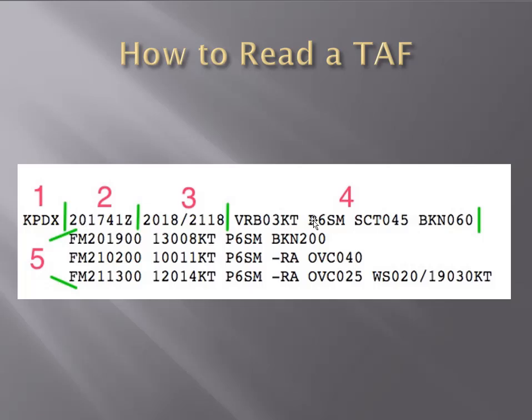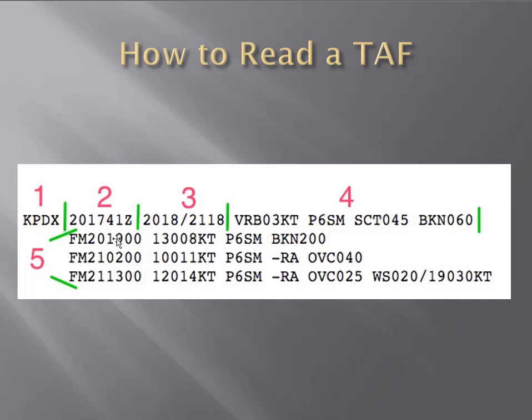If there was a visibility restriction, then it wouldn't be a P here. It would just be whatever the visibility is. So if it was just 6 statute miles, then there wouldn't be a P here, and you would have some kind of weather section thereafter denoting why the visibility is a little bit lower. And then here you can see we have scattered clouds at 4,500 feet, and we also have broken clouds at 6,000 feet. So this would be your ceiling, again, because we have broken clouds. So this would be 6,000 feet.